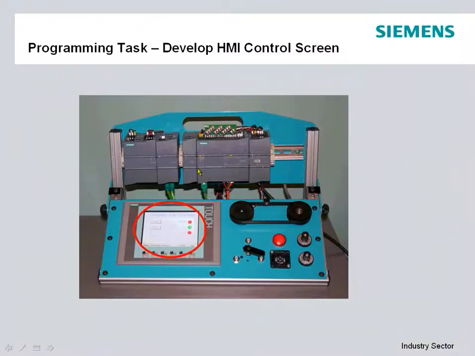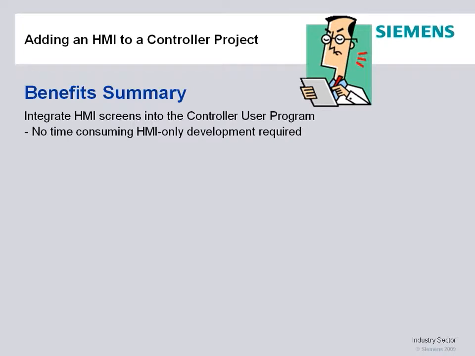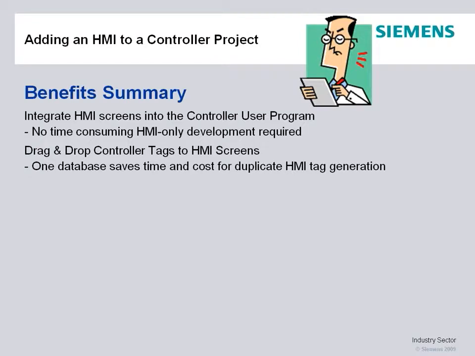So with that, the benefits of adding HMI to an existing controller project with our Step 7 Basic and the S7 1200: it's integrated HMI screens with the controller project. No time-consuming HMI-only development in a separate application. Drag and drop controller tags to the HMI screens, one database, saving time and cost for duplicate HMI tag generation, import, exporting, and reconciling the logic in both an HMI and a controller.